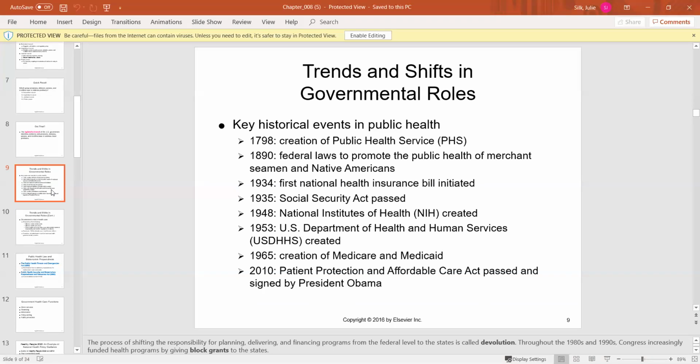In 1798, creation of the Public Health Service. 1890, federal laws to promote the public health of merchant seamen and Native Americans. 1934, the first national health insurance bill was created. 1935, the Social Security Act was passed. 1948, the National Institutes of Health was created. 1953, the U.S. Department of Health and Human Services was created. 1965, they created Medicare and Medicaid. And then in 2010, the Patient Protection and Affordable Care Act was passed and signed by President Obama.